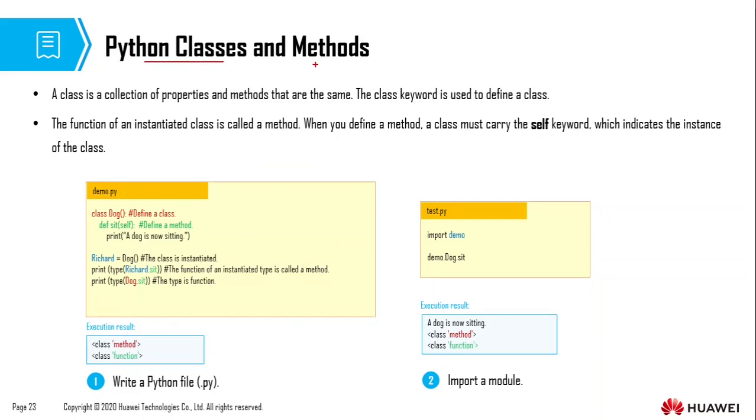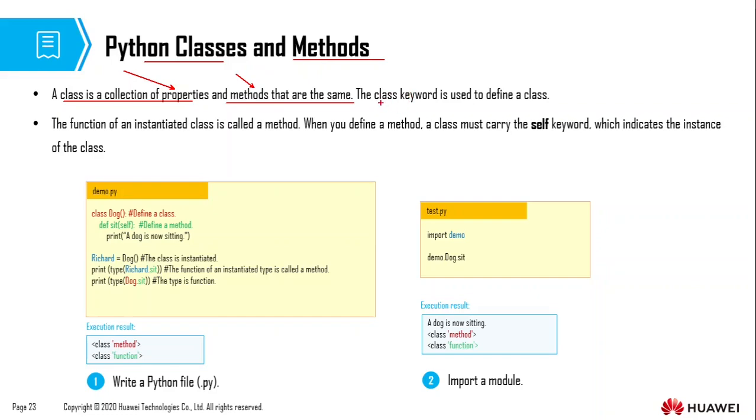Okay, Python classes and methods. As we said, Python supports OOP, object-oriented programming. A class is a collection of properties and methods that are the same. Properties are simply variables that are used to describe a class. Methods are simply functions. So when you bundle them together, then we call that a class.